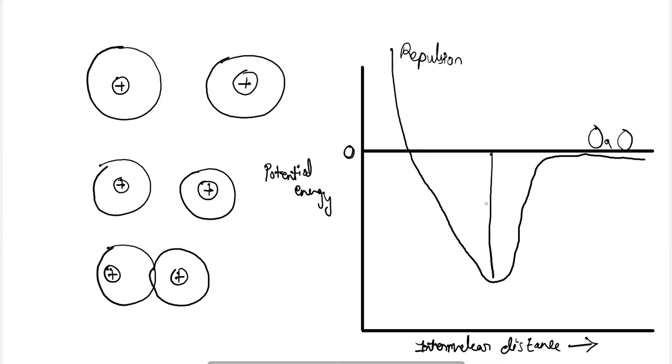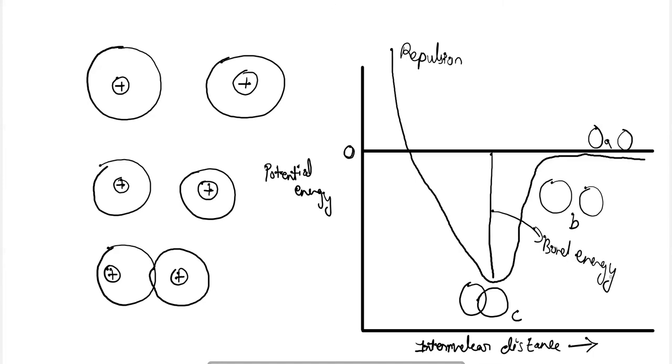So here this particular energy difference is for the formation of bond, and this particular one is for the breaking of bond here. So this is the difference between the energy here, and this particular energy difference is termed as bond energy, the energy involved in forming the bond between the two atoms.